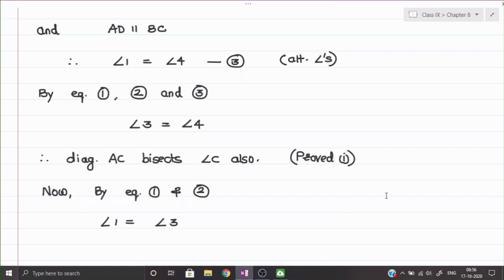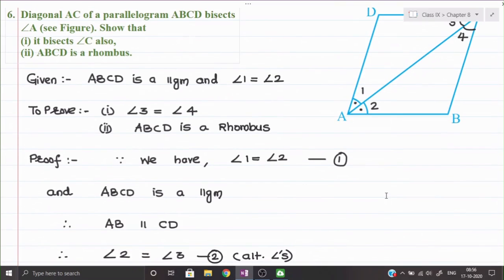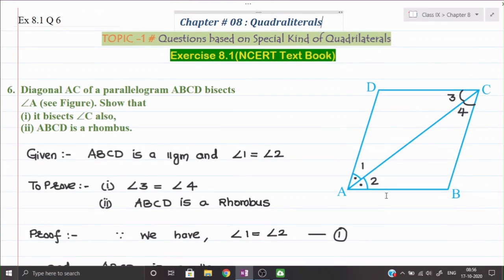Now look at the side opposite to angle 1 and angle 3. Remember, you have to see a triangle ADC. Angle 1 is opposite to which side? Observe it carefully. Angle 1 is opposite to the side CD. Okay, and similarly angle 3 is opposite to side AD. So AD and CD will be equal. And what I said to you earlier, prove any one adjacent pair is equal. So AD and CD are adjacent pair and we have proved it. So we can say that ABCD is a rhombus.